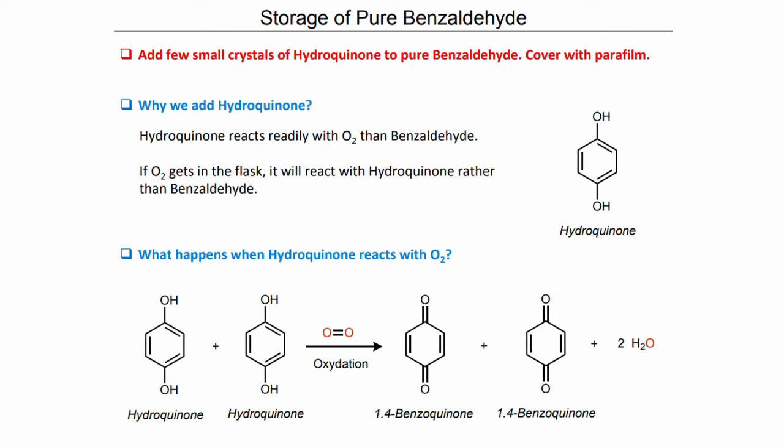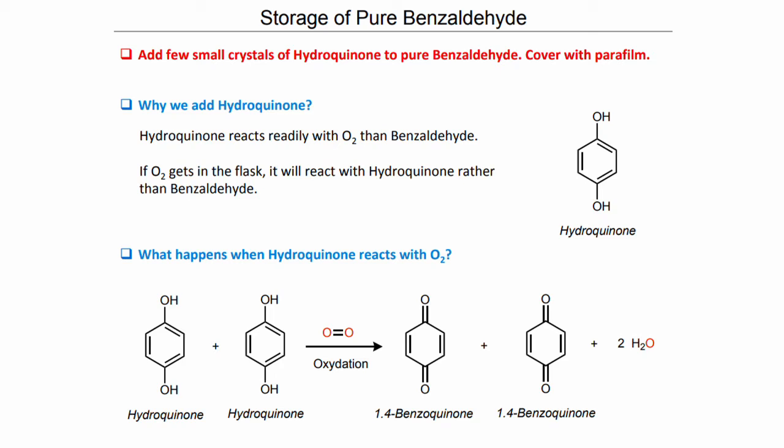Once we filter our benzaldehyde, we now have a very pure benzaldehyde that can still react with air and form benzoic acid. So to protect our sample, we use small crystals of hydroquinone. We just drop them in a beaker and cover it with parafilm, because hydroquinone reacts with oxygen faster than benzaldehyde does.